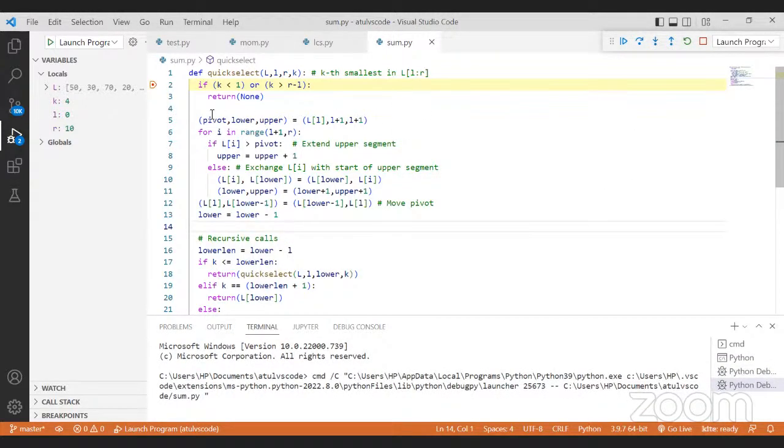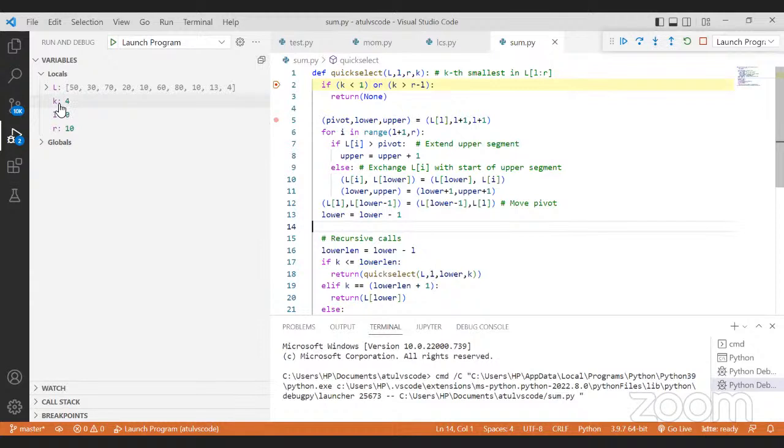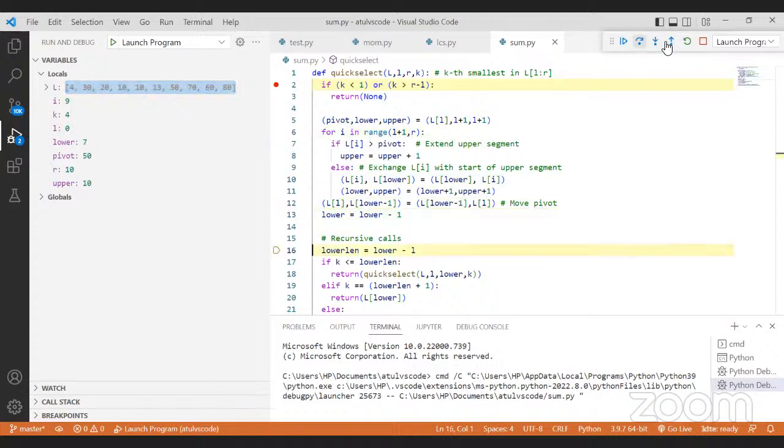Okay. So yeah, initially we have a list, so you can see the input list, and this is the k value. So k value is 4, L value is 0, R value is 10. Okay, we will perform our partition process now, and after completion of this process, we'll check what we are getting in the lower. Okay, yeah. So you can see we are getting lower equal to 6 here. Our pivot element was 50 in the first case.